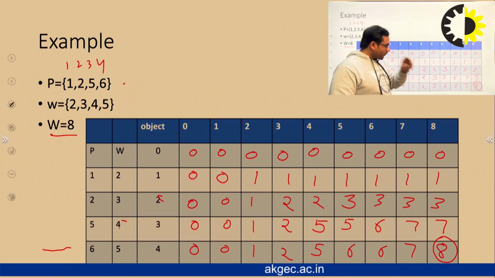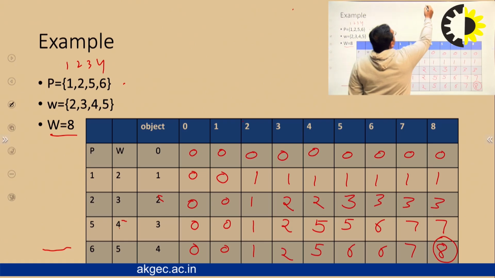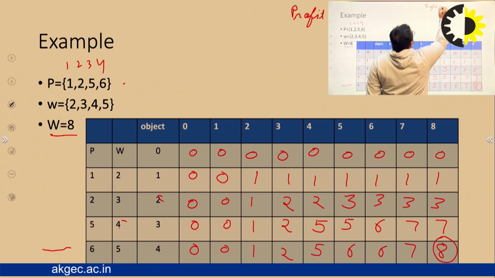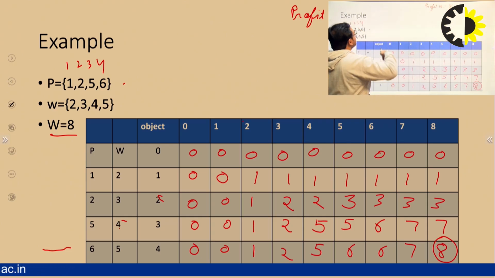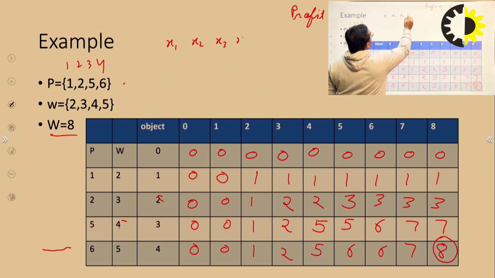Okay, let's start from the last cell. Last cell, the value is 8. So the profit we can write here is 8. Okay, we can just write here the objects x1, x2, x3, x4.